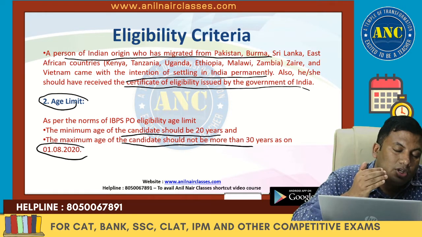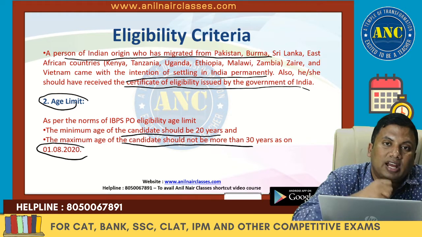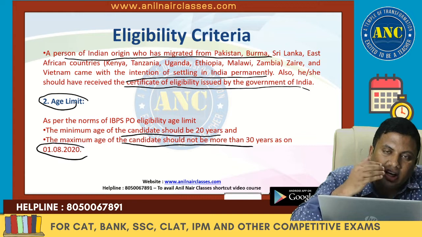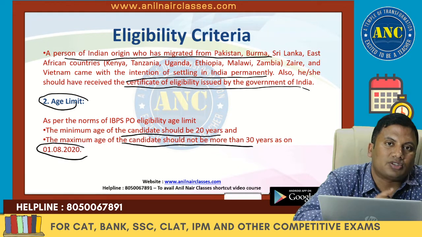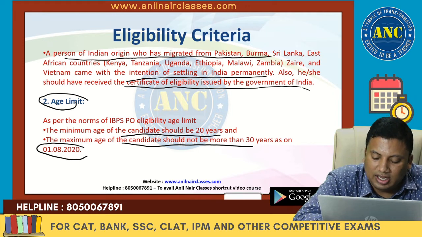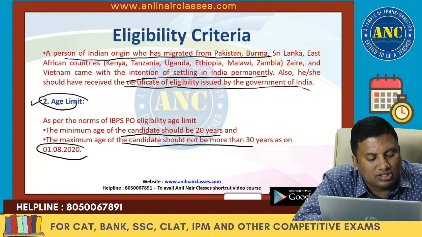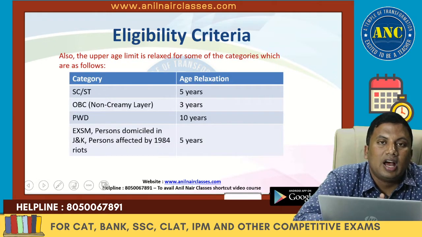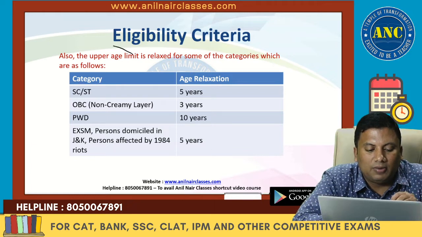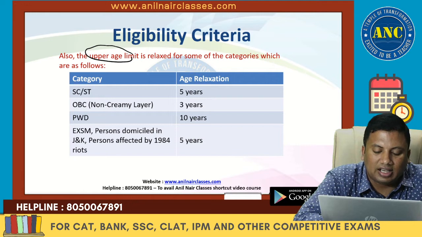Any citizen of India, or any of the other nationality-based eligibility criteria, if you crossed 20: the minimum age is 20 years and the maximum age is less than 30 years as on 1st August, you are eligible to write the examination. Age limit, I hope it is clear. Of course, there is an upper age limit relaxation given to a few categories. Let us see the categories.